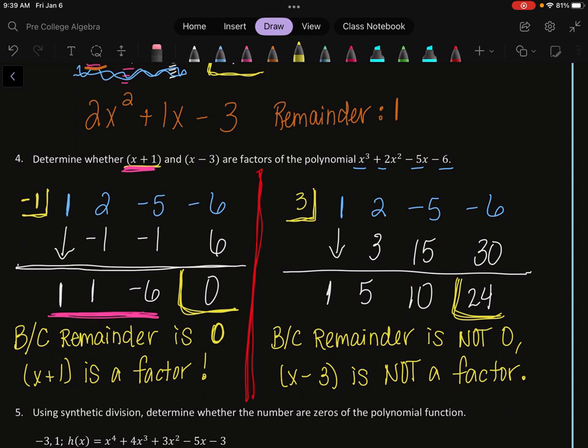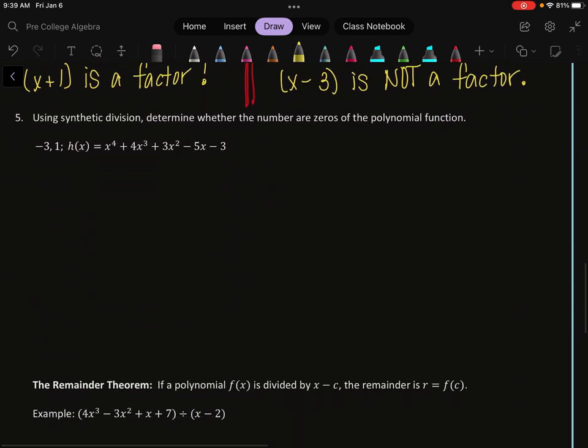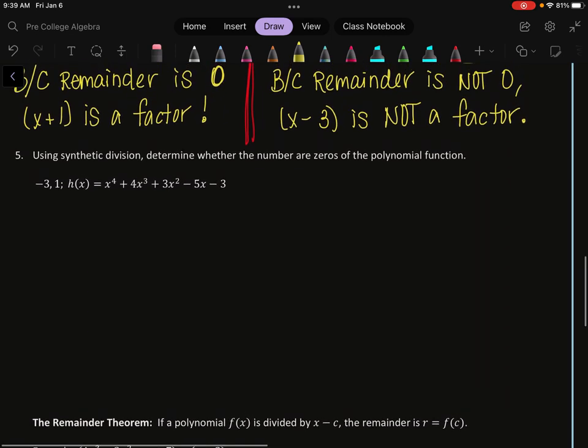So those are factors. Now we're going to do it the same way, though. Use synthetic division to determine whether the numbers are zeros of the polynomial function. So they give us the zeros. That's kind of nice. Same idea as we just did. Have to synthetically divide, and if the remainder is 0, then it is a 0. And then we go into the remainder theorem, which is next, to kind of connect what that actually means.